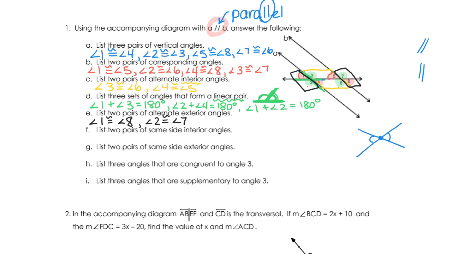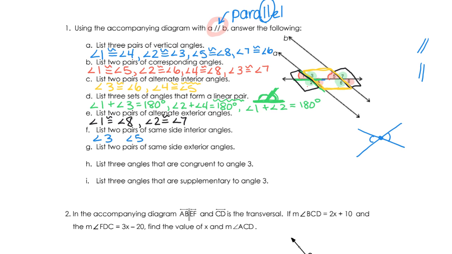All right, so list two pairs of same side interior angles. So again, they refer to interior. So I'm going to go back to what I boxed here in the yellow. Those are my interior angles. And they want same side interior. So we're going to go ahead and say, let's pick angle 3. Same side of the transversal, but still inside. And so that would be angle 5.